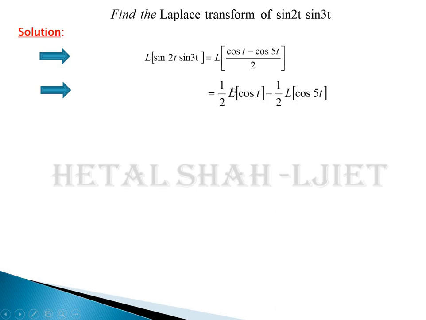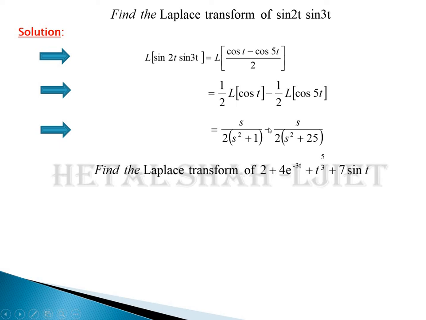Now, 1/2 Laplace of cos t minus Laplace of cos 5t. Now, Laplace of cos t is s upon s square plus 1, and Laplace of cos 5t is s upon s square plus a square. Our a is 5, that is square of 5 is 25. So both are the same. So Laplace of sin 2t sin 3t is the final answer.